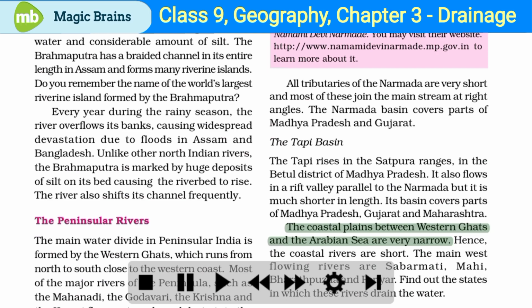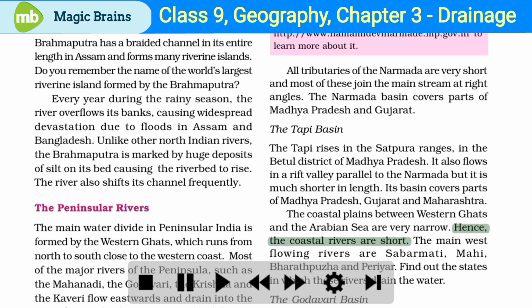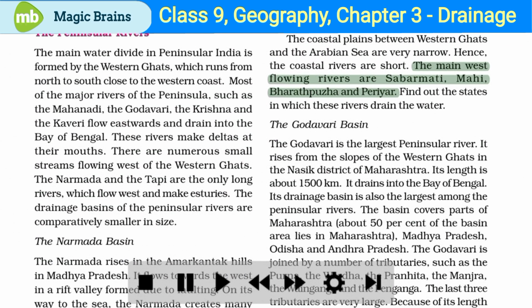The coastal plains between the Western Ghats and the Arabian Sea are very narrow. Hence, the coastal rivers are short. The main west-flowing rivers are Sabarmati, Mahi, Bharatpuzha, and Periyar. Find out the states in which these rivers drain the water.